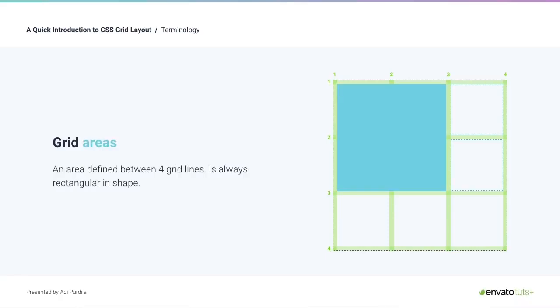And then finally we have grid area. This is an area defined between 4 grid lines. A grid area has at least one cell and is always rectangular in shape. So it can be a square or a rectangle, but never a wonky shape like an L or something along those lines. It doesn't work like that.